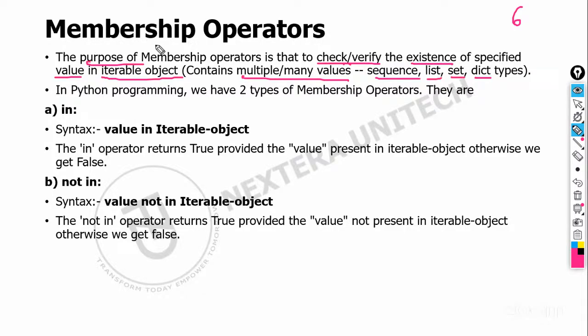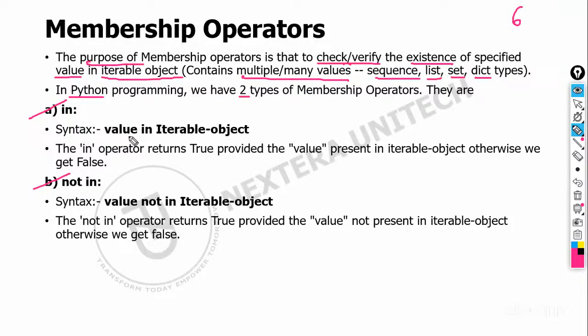So the purpose of membership operator is, it helps us to verify or check the existence of a specified value, whether a value is present inside an iterable object or not. We can verify, we can check using membership operators. And in Python, there are 2 types of membership operators. What are they? They are in and not in. So let us understand the syntax for in and not in.